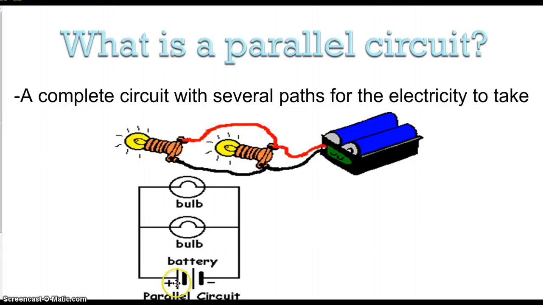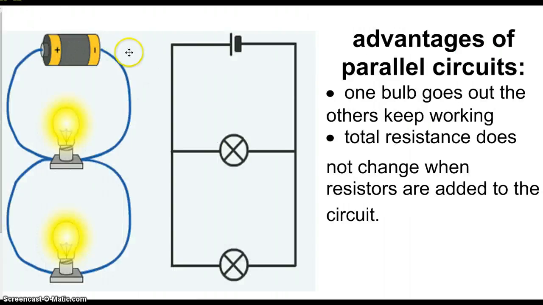Okay, for example, here's our illustration. Electricity flows. It could keep moving on this way, or it could go to this light bulb here. So there's a choice for the electricity to take. Advantages. If one bulb goes out, the others keep working. That's awesome. The total resistance does not change when resistors are added to the circuit.